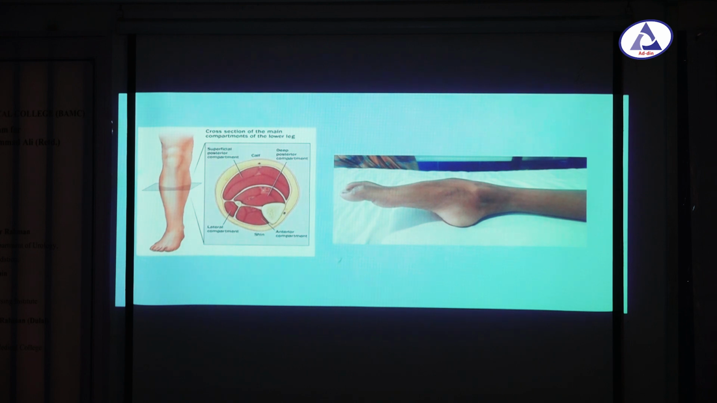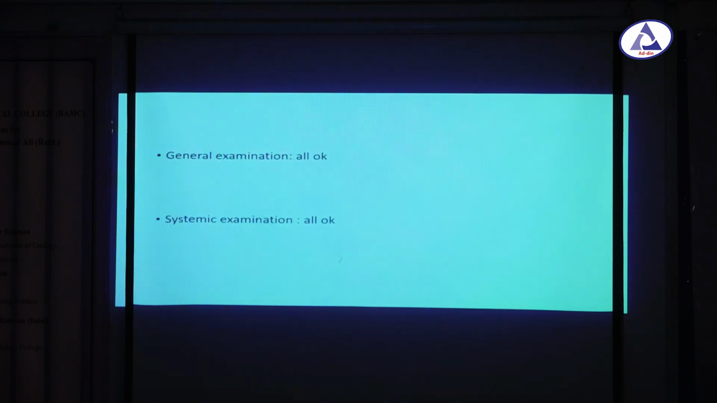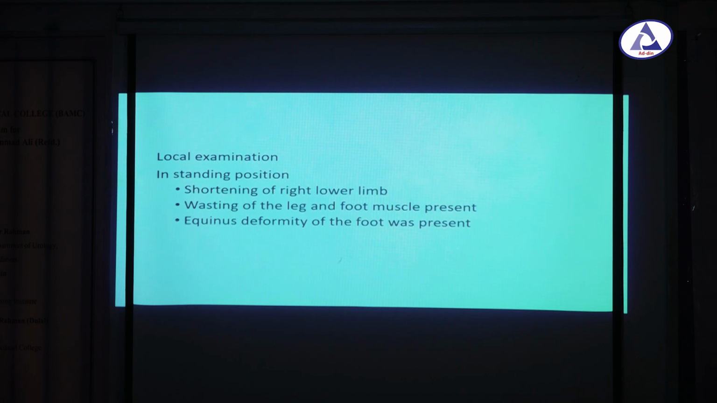And this is the clinical photo of the patient's right foot, showing the equinus deformity of the foot. All other parameters of the patient, including general examination and system examination, were normal, no abnormality was found. And in local examination, in standing position, shortening of the right lower limb was present, wasting of the leg and foot muscle, and equinus deformity of the foot was present.